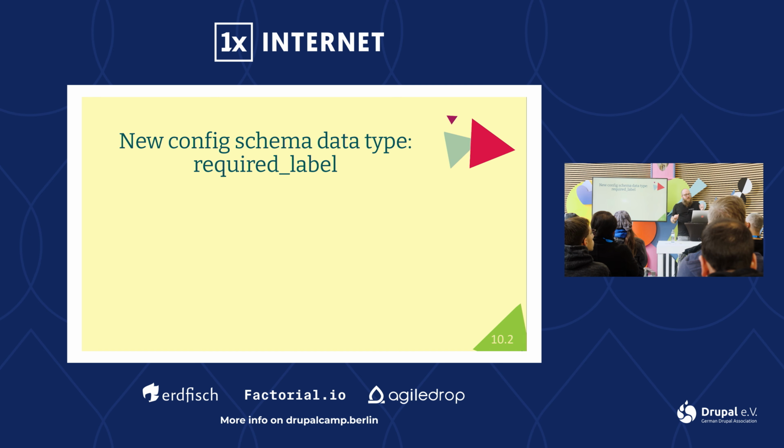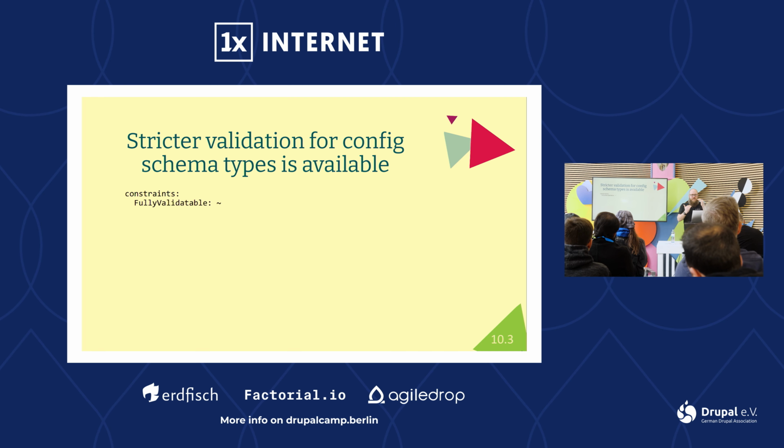Okay, there's another new schema data type called required label, which is a label that is required. I mean, I'm not sure how to tell you much more about it than this, but it is what it is. But it's quite useful because not all labels are required. And if you were to make a label required in a config schema, you would otherwise have to add a constraint and make it required. And now you can just use a different data type. So it makes it a little bit shorter.